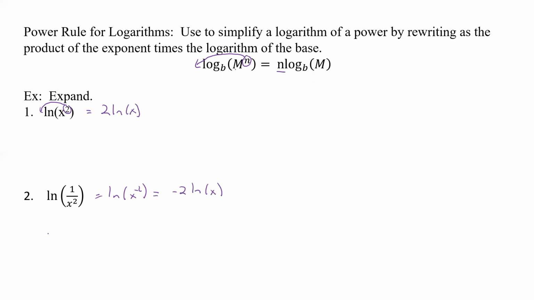Or, like I said, we could take the ln of 1 minus the ln of x squared. And this then becomes, well, ln of 1, guess what? That's 0, minus, now we can bring that 2 down in front, 2 ln x. And guess what? We get the same thing no matter if we made this into x to the negative 2, or we used the quotient rule and split it up into ln of 1 minus ln of x squared, then used the power rule and brought the 2 down. Either way, we get the same answer.